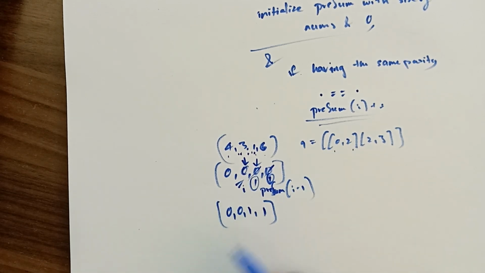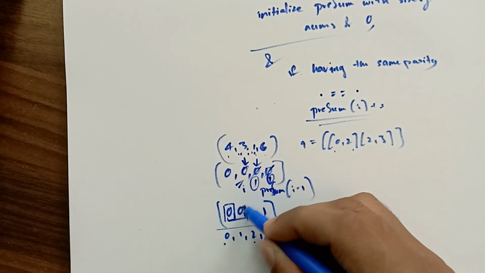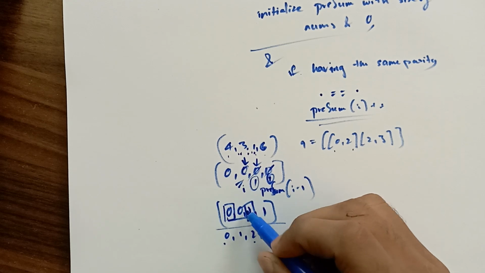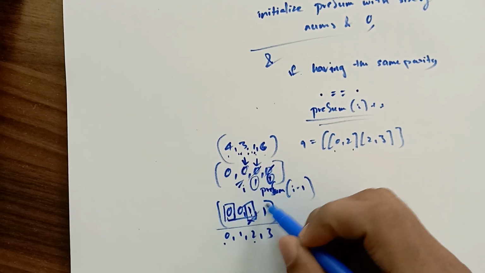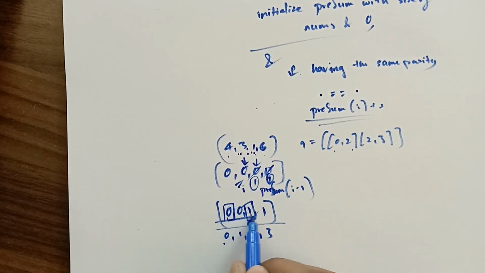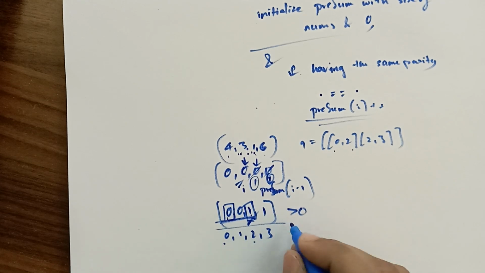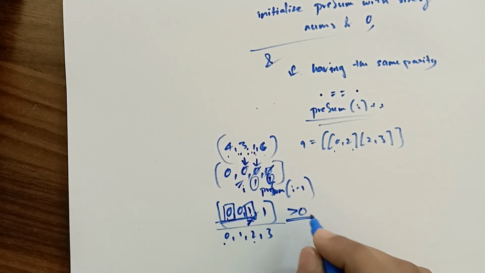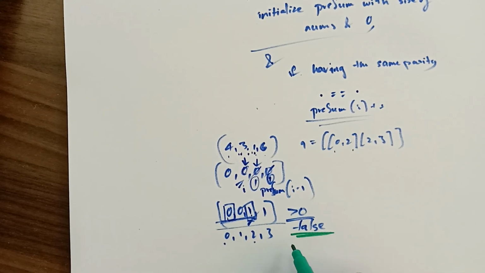Let us check 0 to 2. So if I give index 0 to 2, it is having 1 and 0 here. If you see clearly at this one, you are having a same parity. That means if this difference is greater than 0, as I said, then it is false. Then we will be having false for that query.